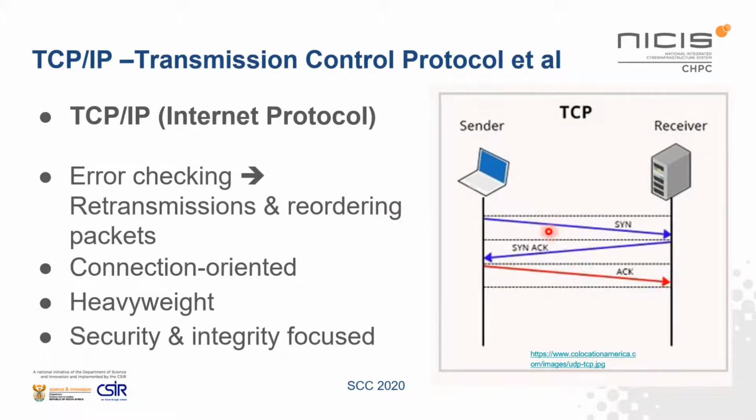TCP/IP, on the other hand, is an error checking protocol. What this means is it waits for acknowledgement of its packets and then retransmits them if there's been some error. Because it is a connection-oriented protocol suite, there's a greater focus on integrity and security. This also means it's a more heavyweight protocol, and there is an inherent latency associated with TCP/IP.